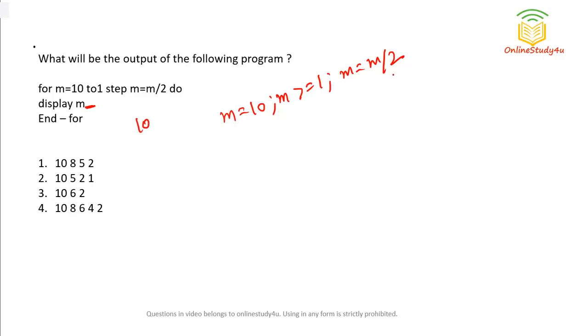Now we are reducing m by half, so that will give us 5. So 5 will be printed. Again we are reducing m by half, so that will be 2, and 2 will be printed. Again we are reducing m by half, so that will give us 1. So 1 will be printed. 10, 5, 2, 1, that will be our correct answer for this particular question. So option 2 will be correct.